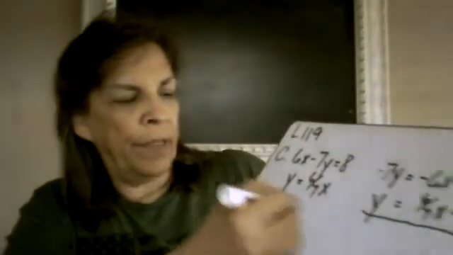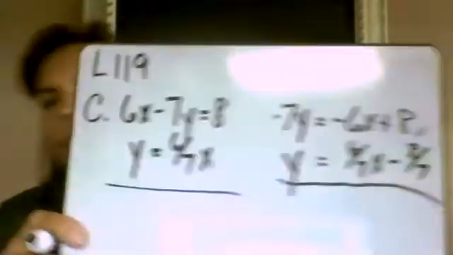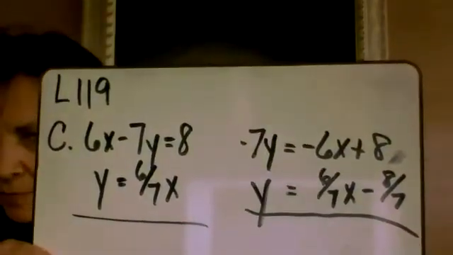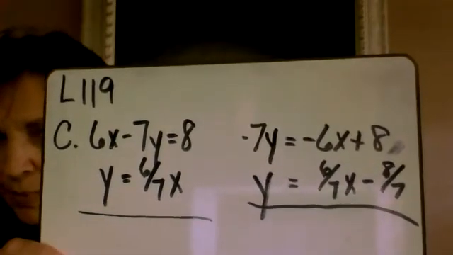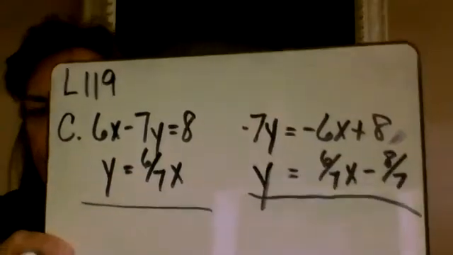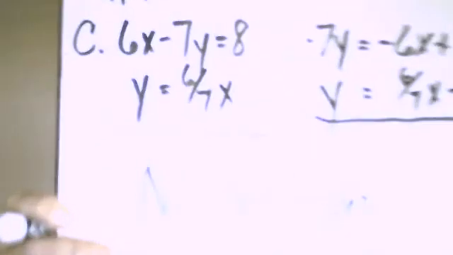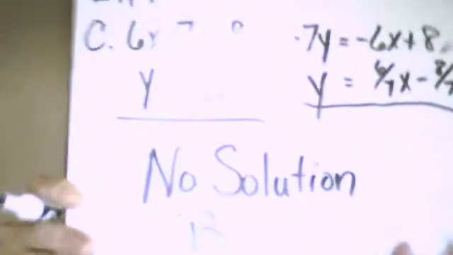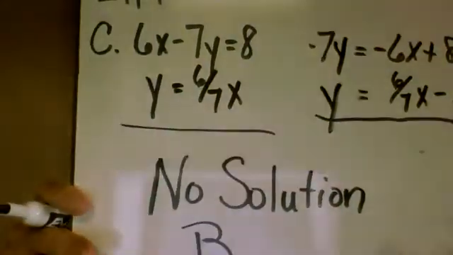What do you see from this equation and this equation? As you can see, same slope. Same slope tells you these lines will be parallel, and that means we would have no solution in common, and the correct answer is B, because the lines are parallel.